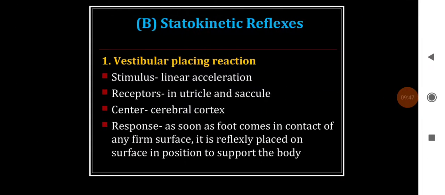Statokinetic reflexes. So these are the vestibular placing reaction. Stimulus is linear acceleration. Receptors are utricle and saccule. Center is the cerebral cortex. What is the response? As soon as the foot comes in contact with any firm surface, it is reflexively placed on the surface in position to support the body.